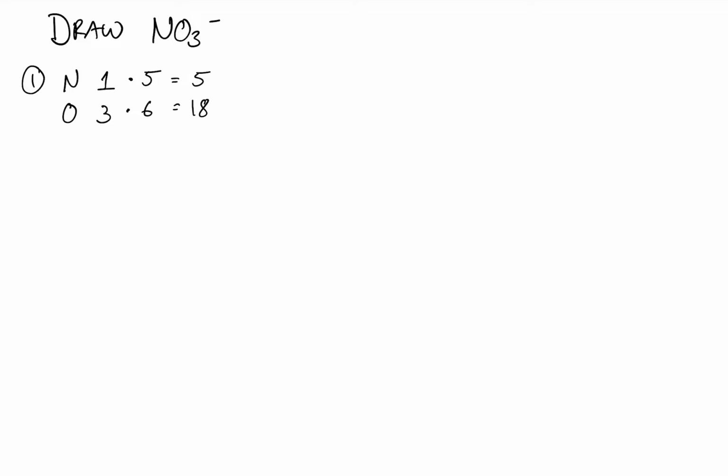Now, notice that we also have a charge on this nitrate, and so we have to take that into account. If it has a negative charge, that means that somewhere in the structure it has an extra electron. So we're going to add an electron to this count. So now we have 6 plus 18. We have 24 electrons right now that this is coming in with.